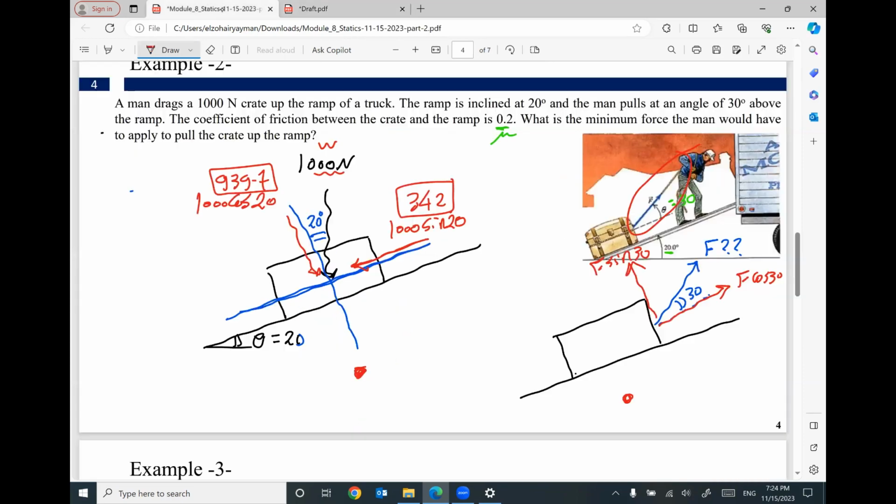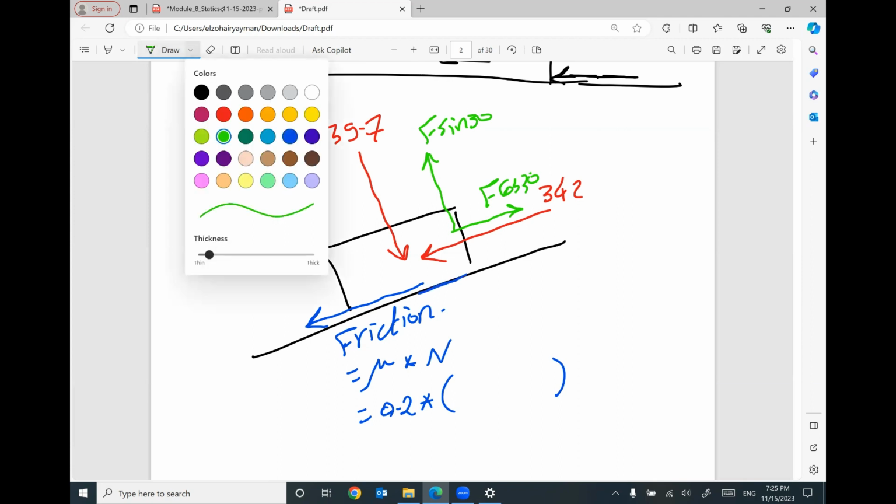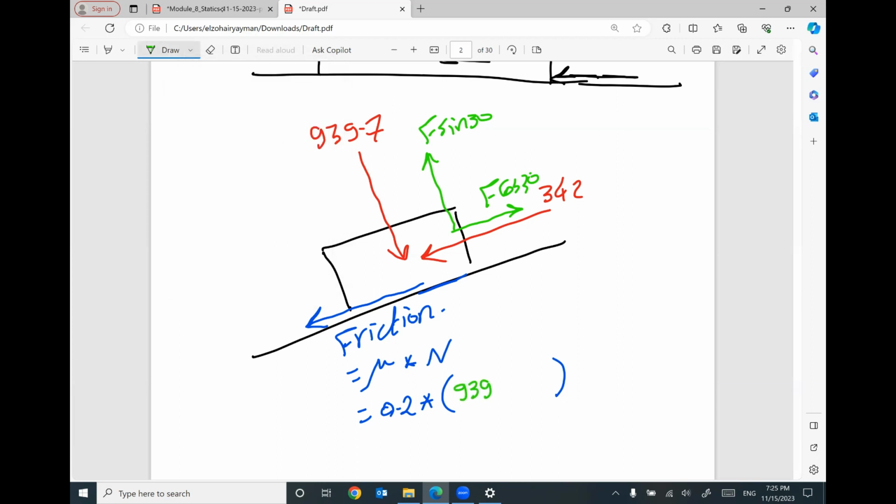The value of mu in this problem is given as 0.2. What is the value of capital N? Be careful. Capital N is any force or forces perpendicular to the surface of contact. Looks like we have two forces. One is 939.7 coming down, and the one coming up will be subtracted, F sine 30.